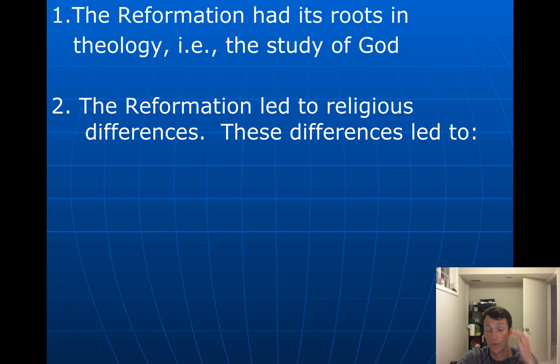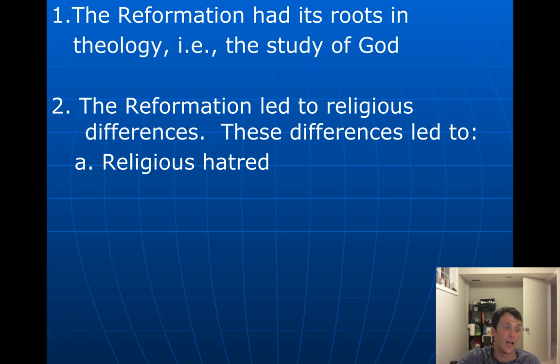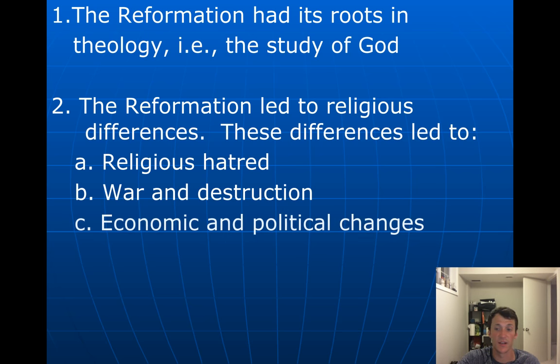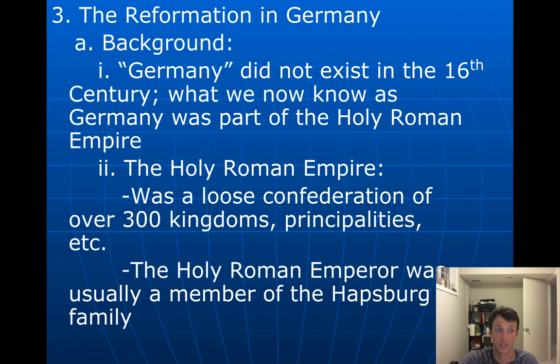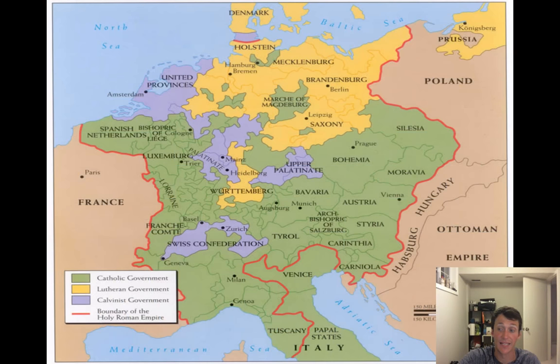So we talked about Reformation having its root in religion and theology and the study of God, and the differences that are going to pop up from the Reformation, right? Religious hatred is going to lead to war, destruction, and political changes and things like that, right? So we talked about the Holy Roman Emperor, mostly being from the Habsburg family, the dynasty, if you will. You have Germany kind of being not Germany. It wasn't unified in the slightest. Tons of kingdoms and principalities and things like that, right?